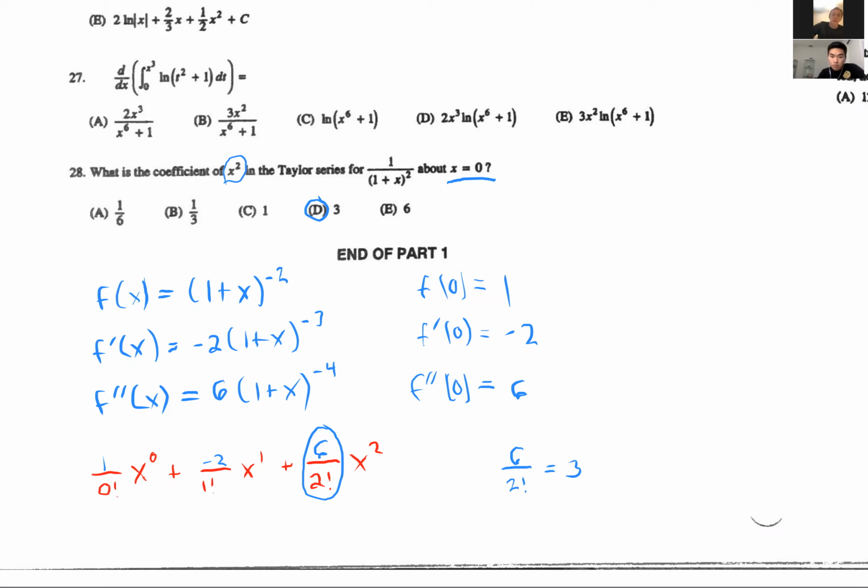And this would be a second order polynomial here. If a different problem asked you to find the second order polynomial, just go to the second derivative.